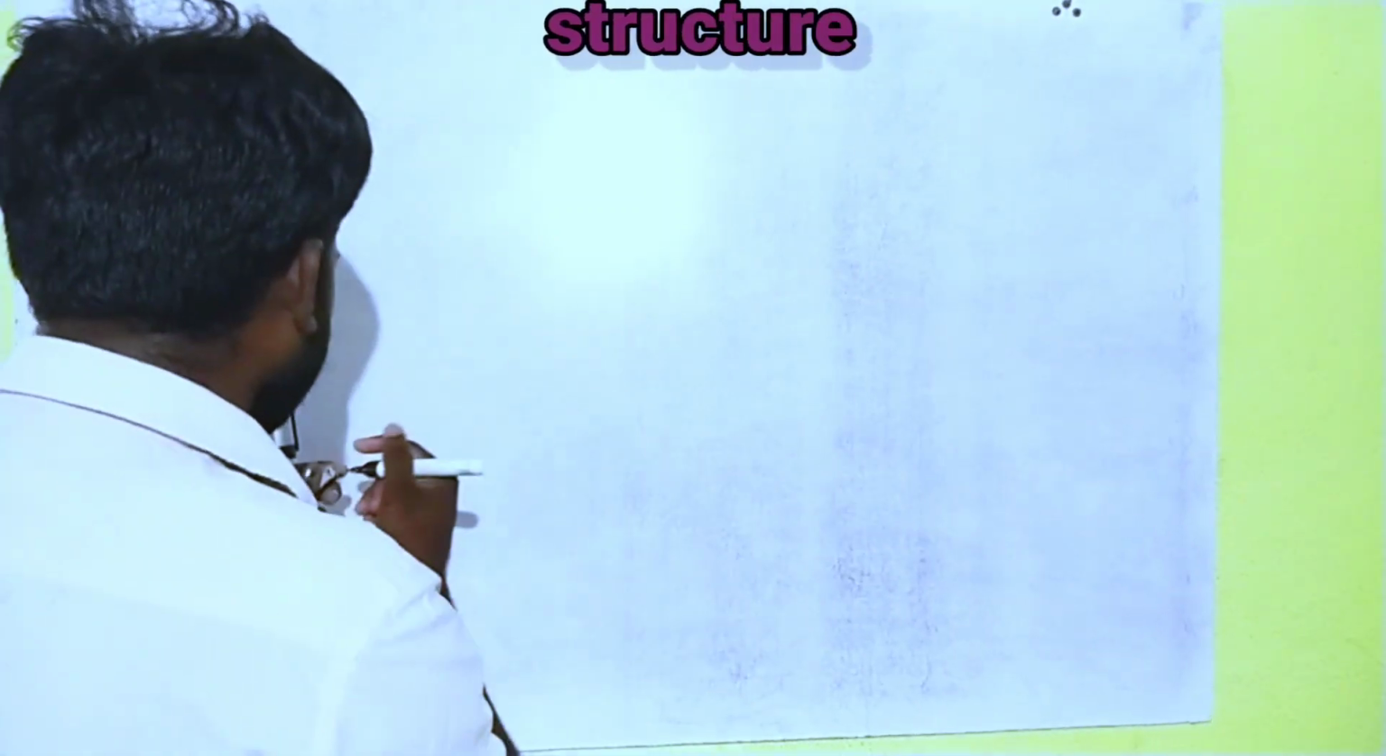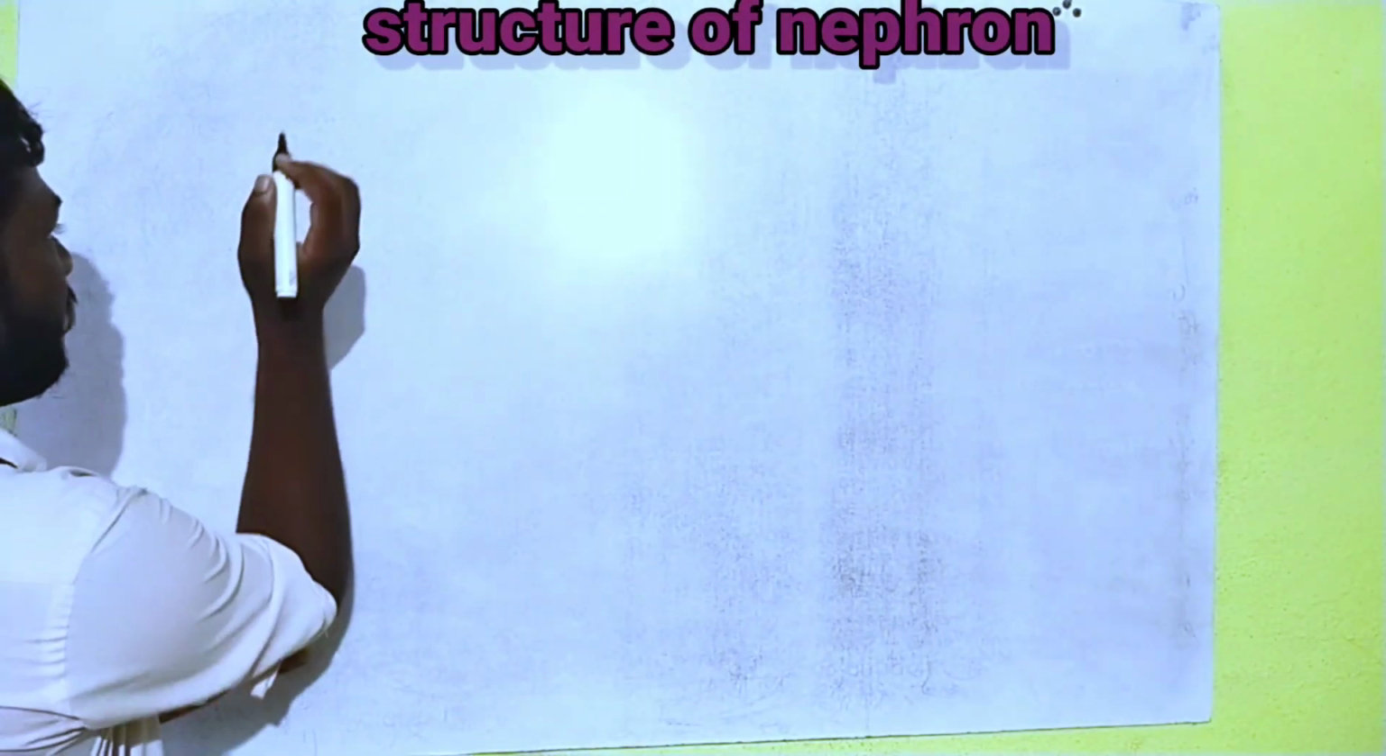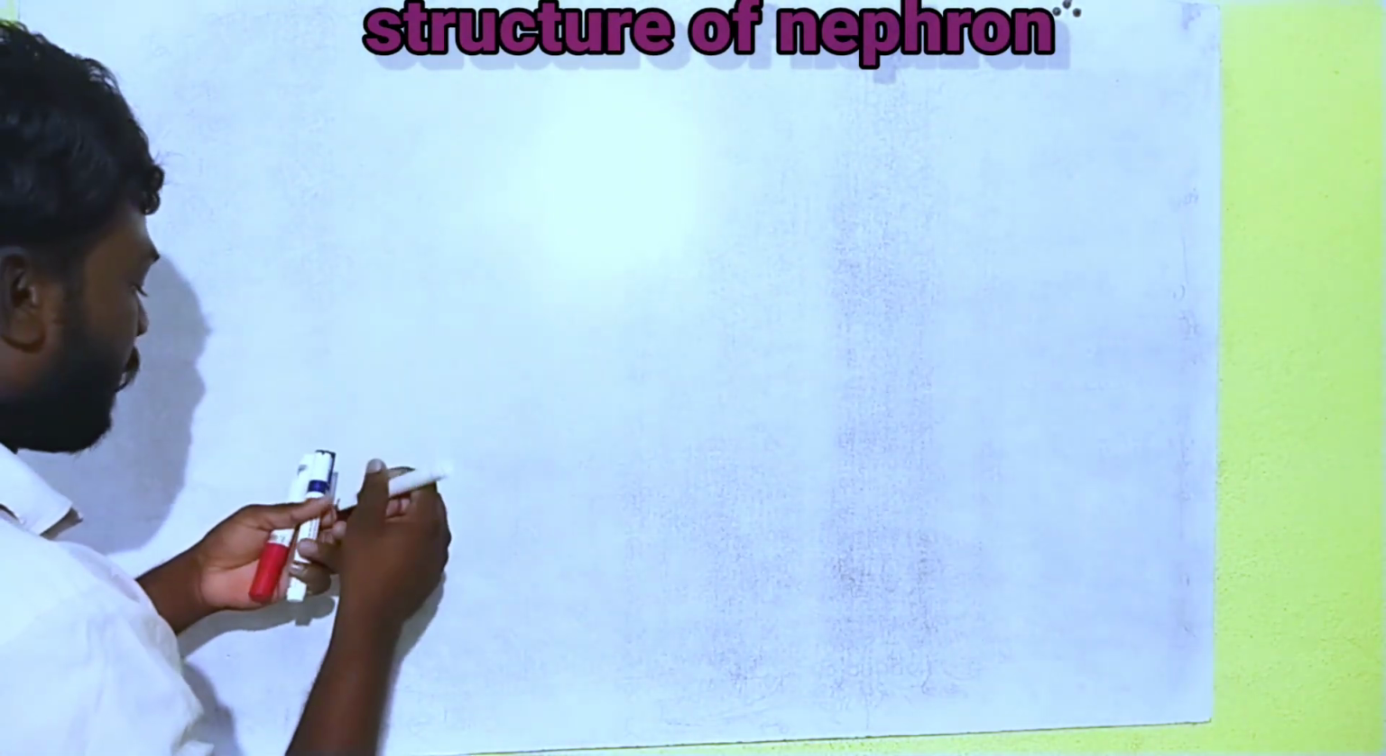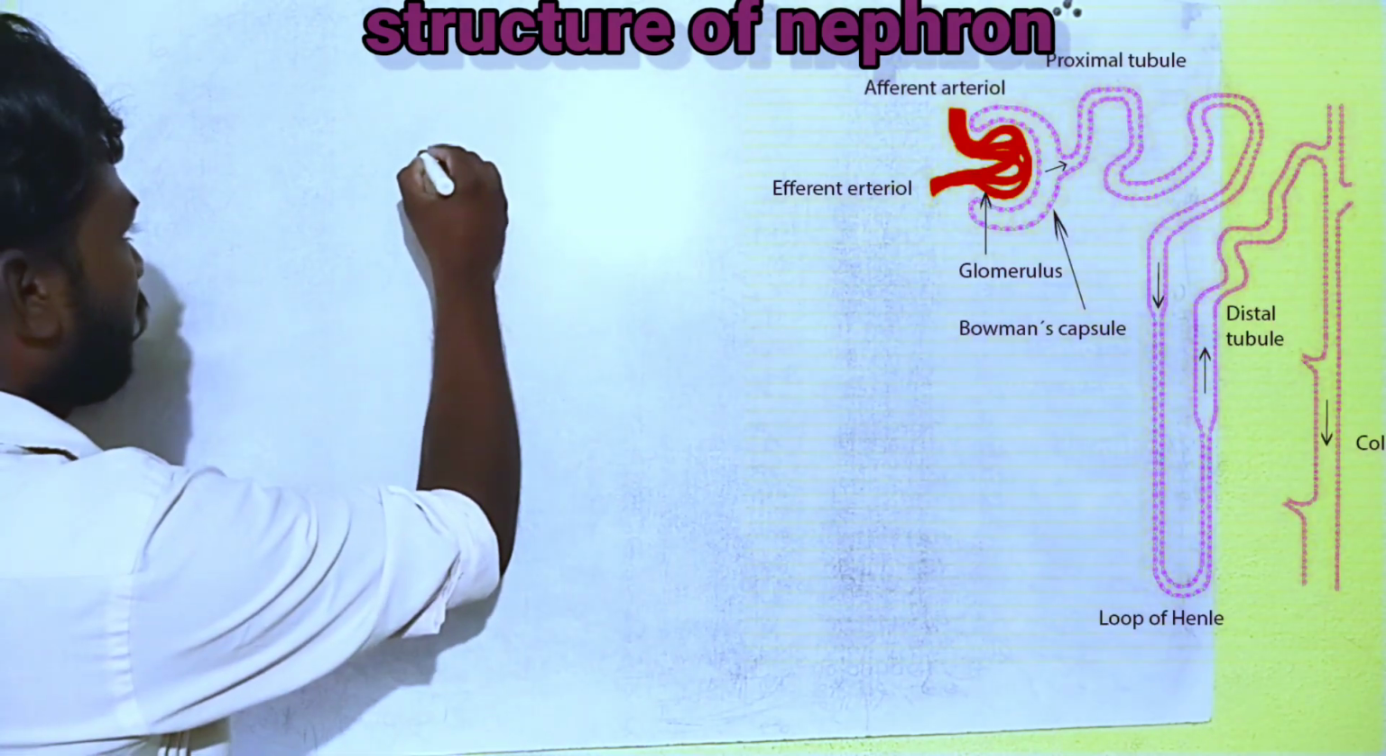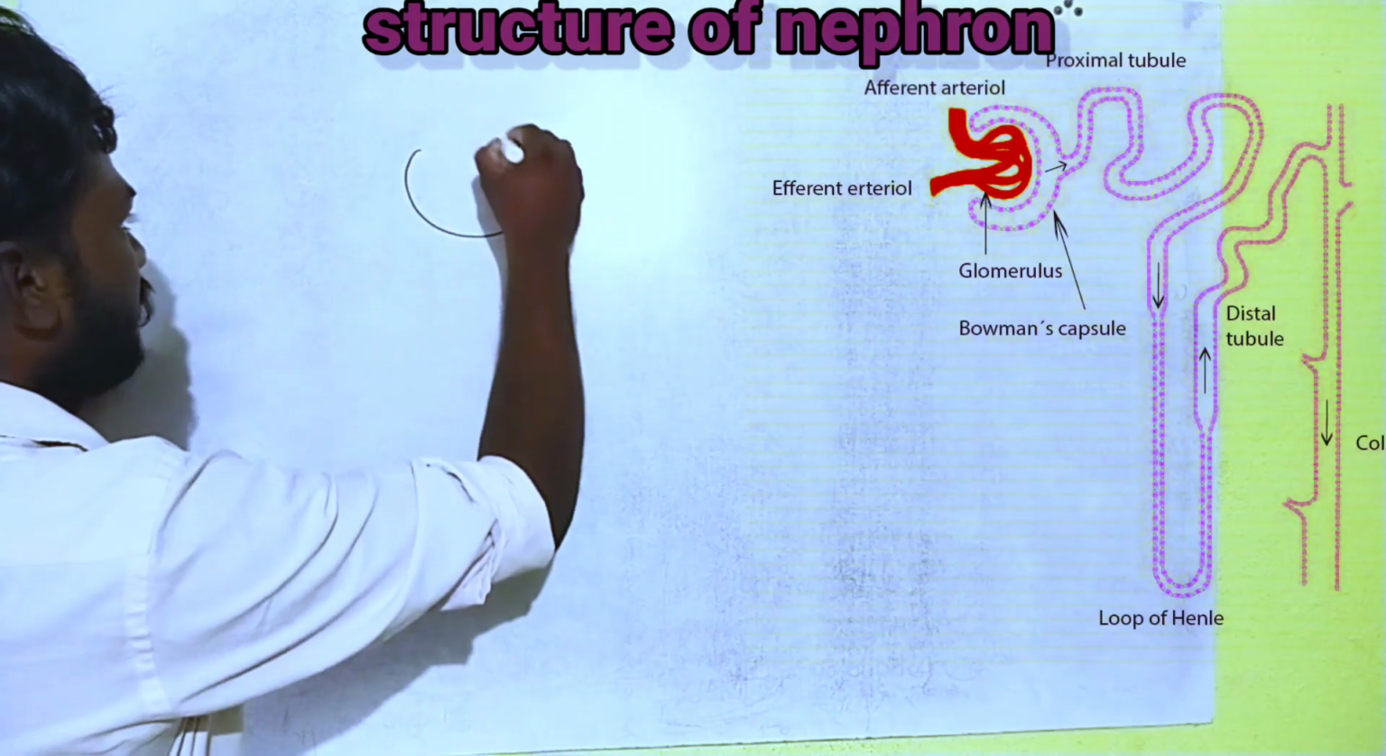Now in this video we are going to learn in detail and explain the structure of nephron. Let us see. The nephron has two parts mainly. First I will make a diagram of the nephron, later I will explain it. This is the structure of nephron.